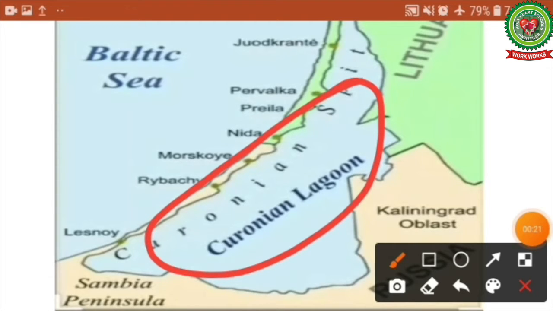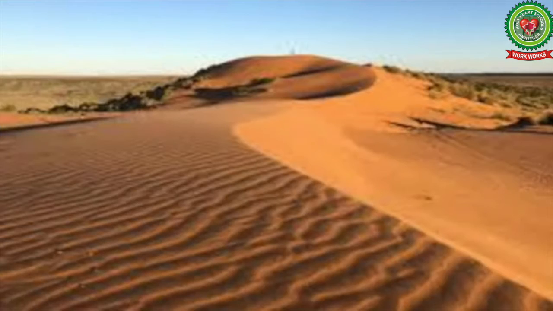Dunes. A dune is a mound of sand or hill of sand that is formed by the wind, usually along the beach or in a desert.